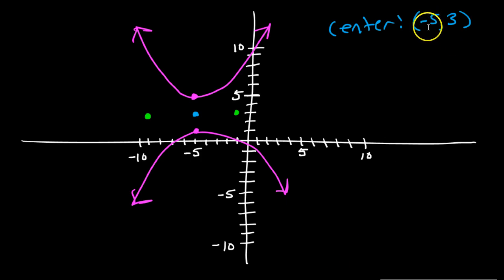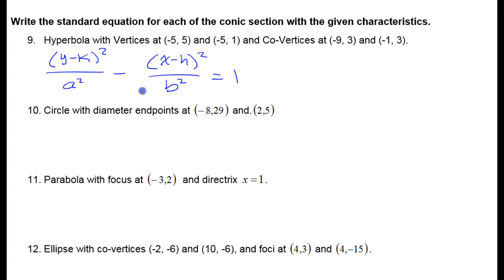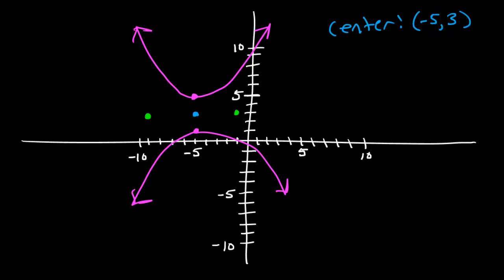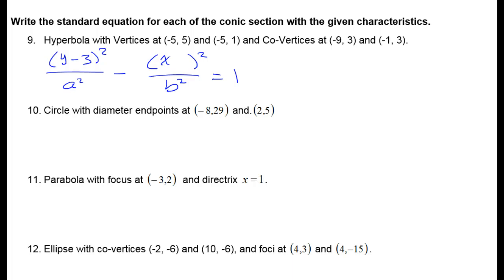Now, since the center is -5, 3, I'm going to do the opposite of both of these. So because of that y coordinate of 3, I'm going to have -3 right here. Because of the x coordinate of -5, I'm going to have +5 right here. So now all I need is the a squared and the b squared.